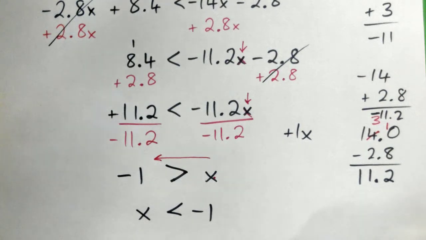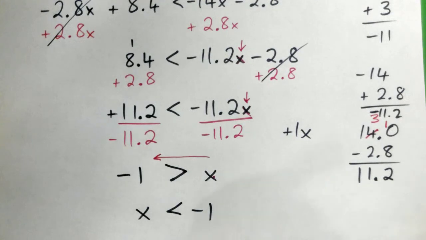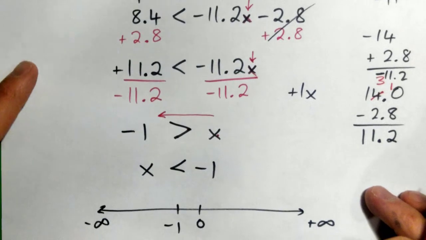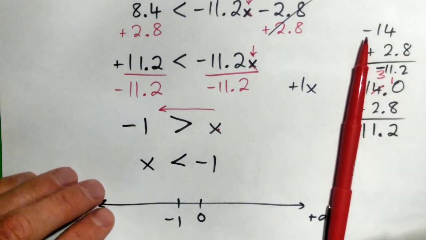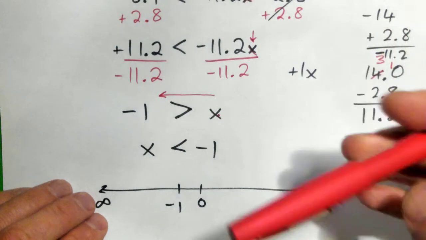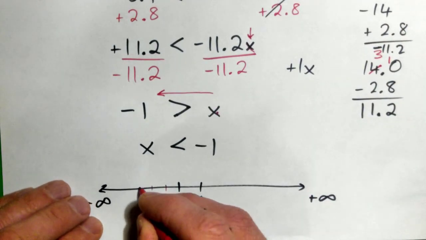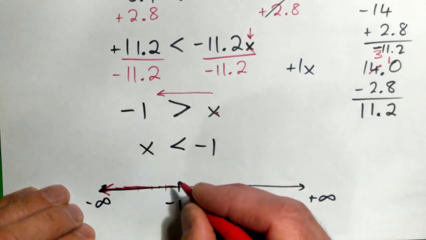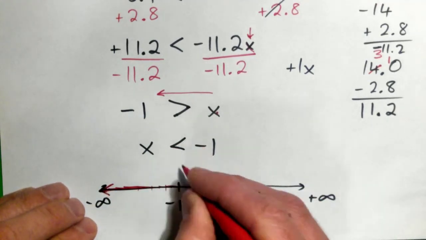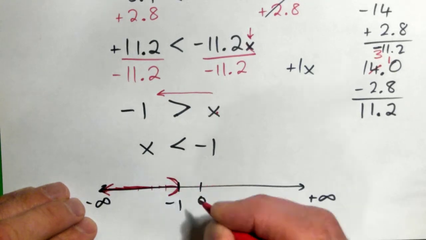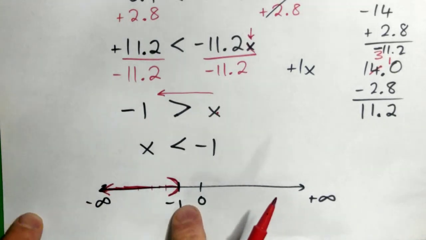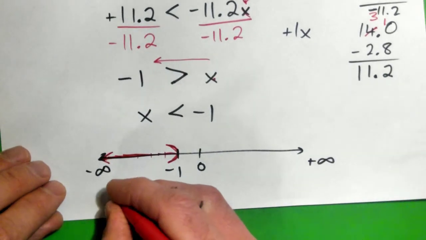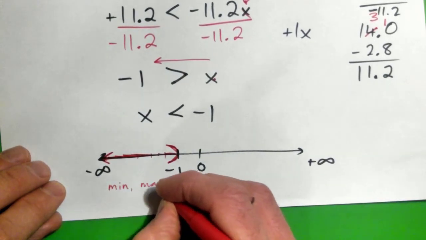So here's a line that goes from negative infinity to positive infinity, and here's 0. Here's negative 1. What would it look like if I graphed x is less than negative 1? Yeah. So negative 2, negative 3, negative 4, all these numbers here, right? All the way towards negative infinity. And we're not including negative 1, so we have a parenthesis, right? So from negative 1 towards negative infinity. And as an interval, what's the minimum? What's the maximum?